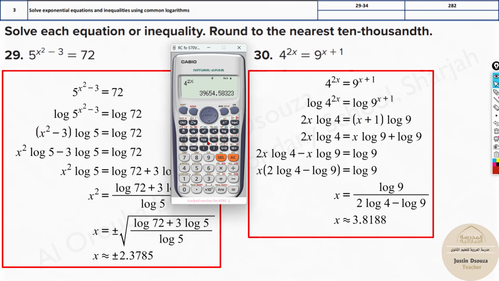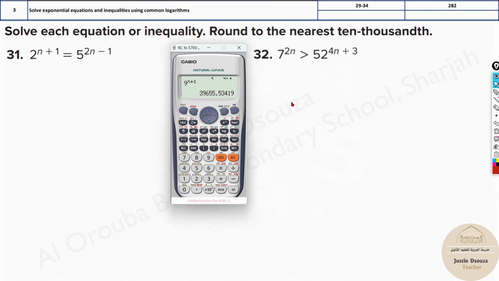Now do the same thing over here, at the right side. That will be 9 to the power alpha x plus 1, and calculate the x value at 3.8188. That is 39.6. It's almost close. Then these are the only two values. This is the only x value where these two become almost equal. That's how we can easily get these answers.